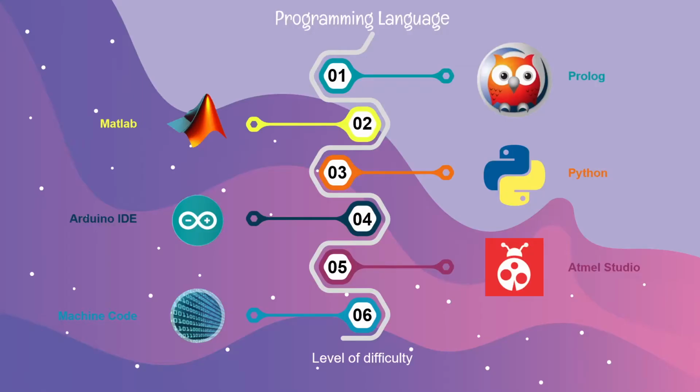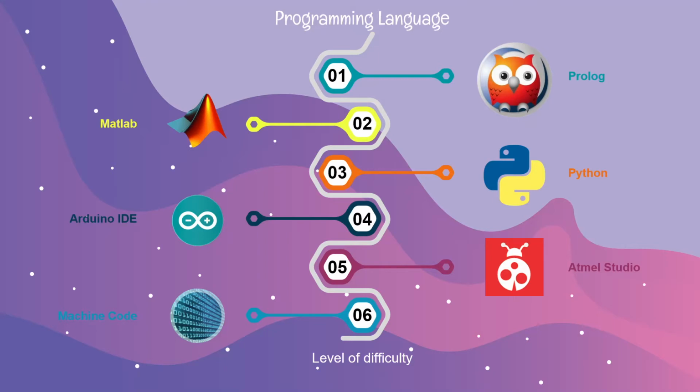Okay, so these are the programming languages that we learn everywhere. The first one is Prolog. The first level of difficulty is Prolog, which is the easiest programming language to understand. Continue with MATLAB, Python, Arduino IDE, Atmel Studio, and lastly machine code. The harder the level of difficulty, the easier we interact with the computer, because we use machine code.